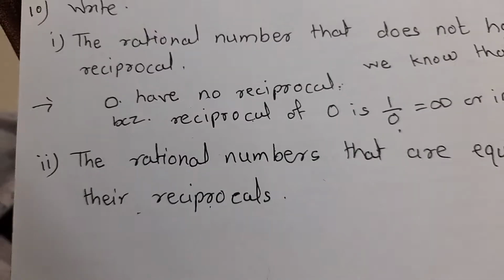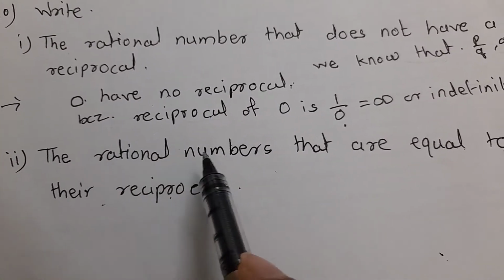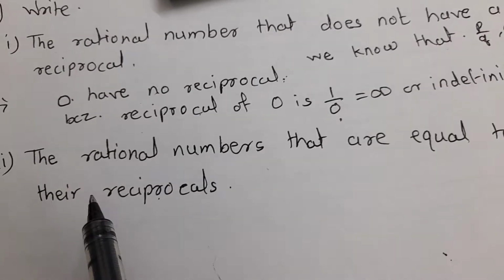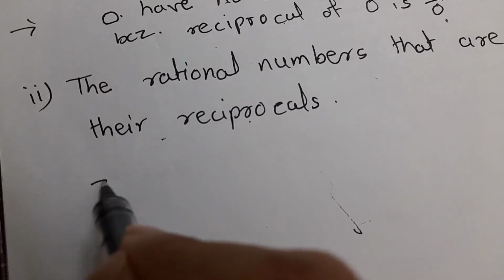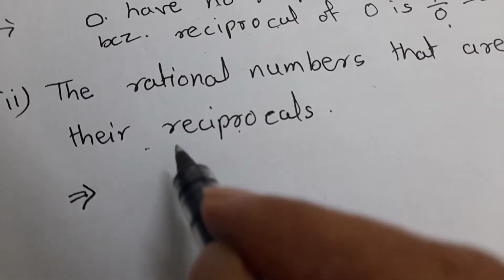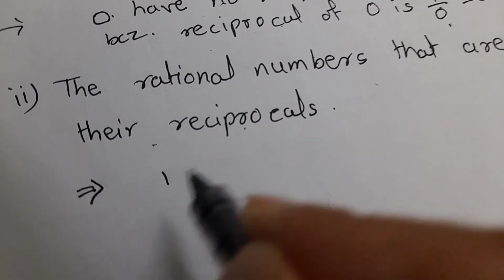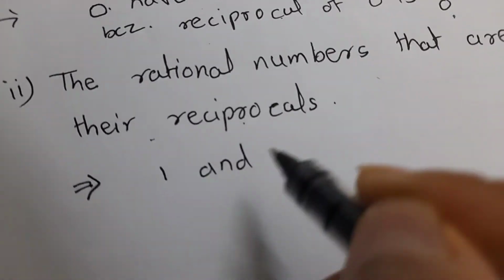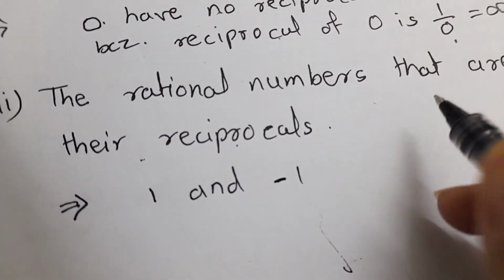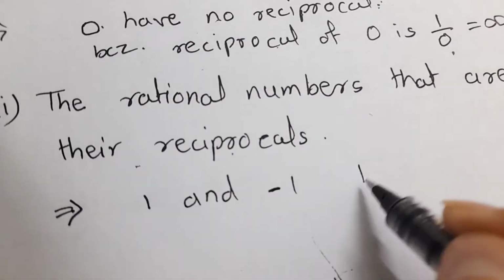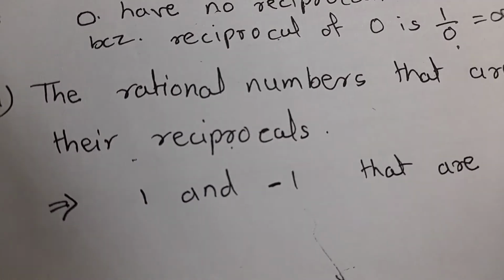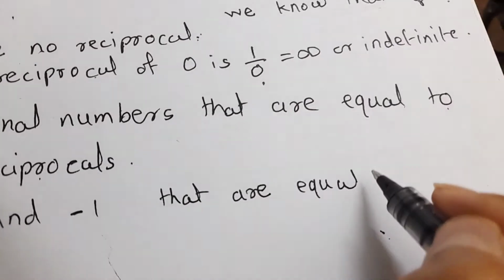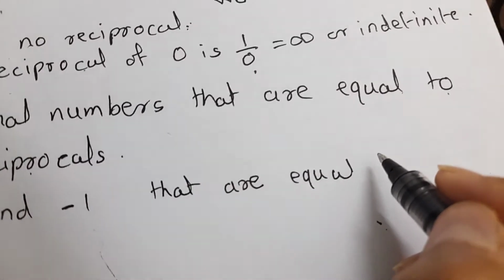Second, the rational numbers that are equal to their own reciprocals. Which are those numbers? The numbers are 1 and minus 1. Those are the numbers which are equal to their reciprocals.